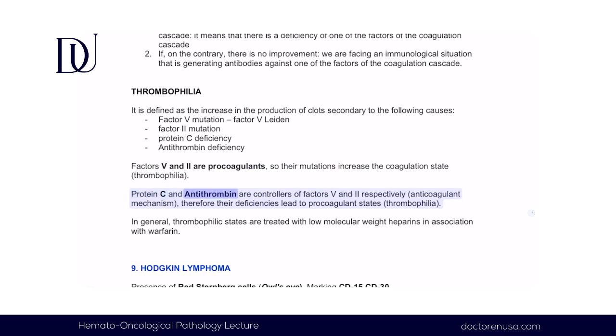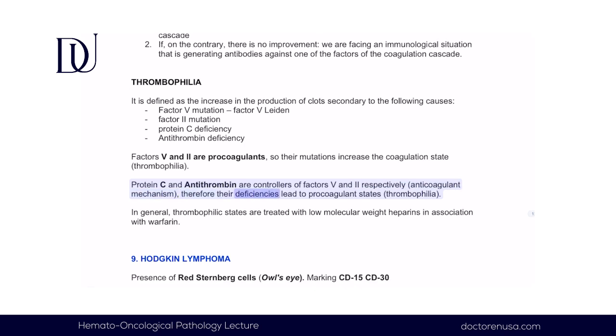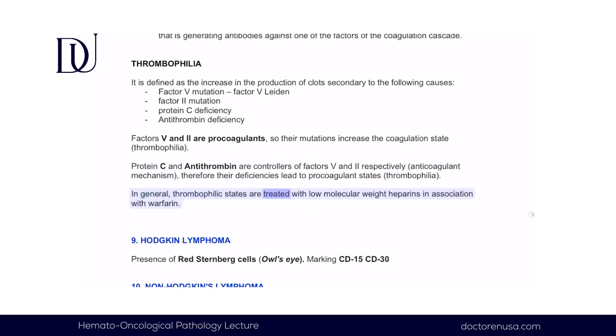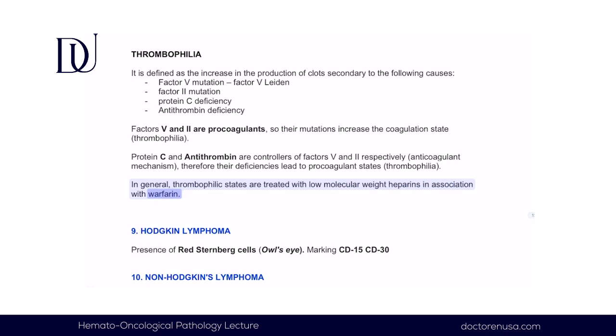Protein C and antithrombin are controllers of factors V and 2 respectively, an anticoagulant mechanism, therefore their deficiencies lead to procoagulant states, thrombophilia. In general, thrombophilic states are treated with low molecular weight heparins in association with warfarin.